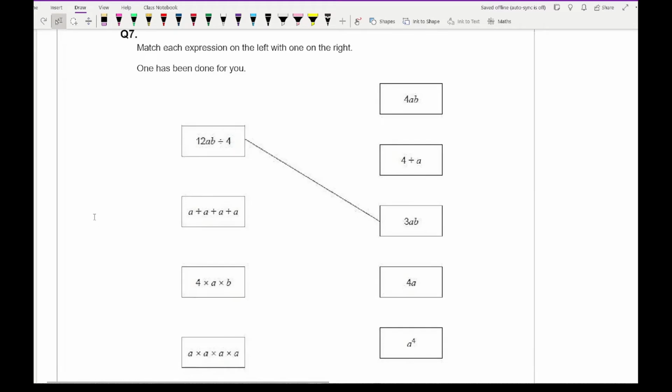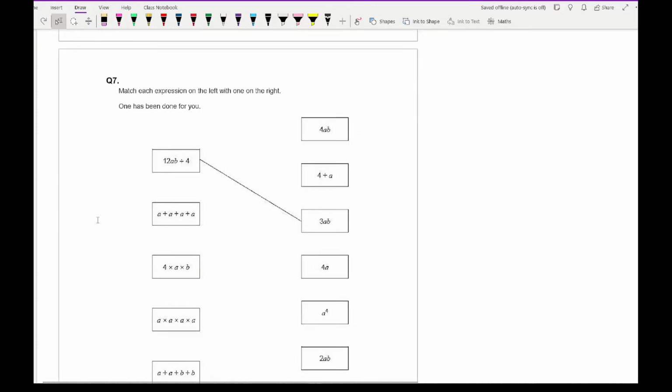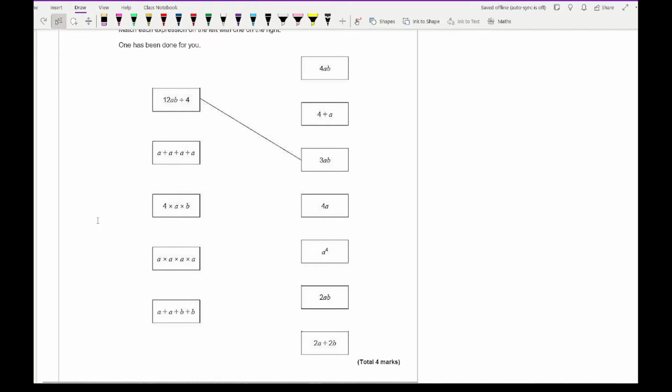The next question I've then got to do is match up each expression on the left with the one on the right. The first one has been done for us. So if I just zoom out so we can see all the options and get them all on screen. Here we've got a plus a plus a plus a, which is 4a. So that's going to be this one here. And you'll get 1 mark for each one that you do correctly.